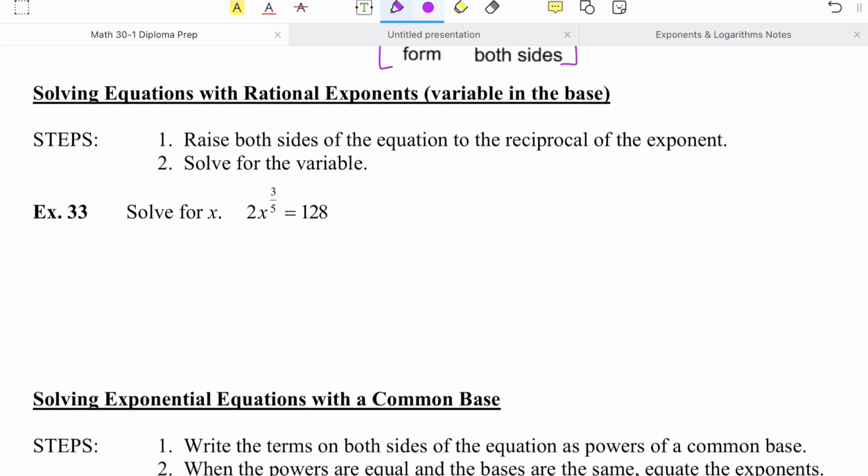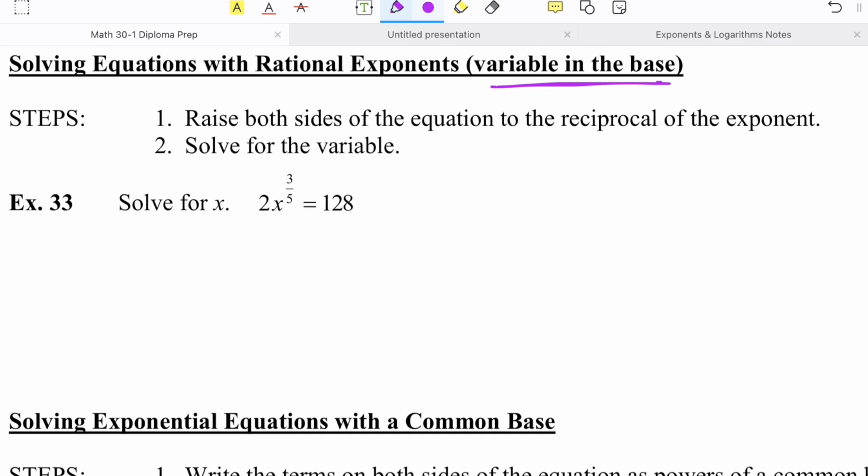Let's say when the variable is in the base, just like here. What you would do is raise both sides of the equation to the reciprocal of the exponent, and then you'll solve the equation. But over here, we need to isolate our variable first. So we'll divide both sides by 2. 128 divided by 2 is 64. So x to the power of 3 over 5 is 64.